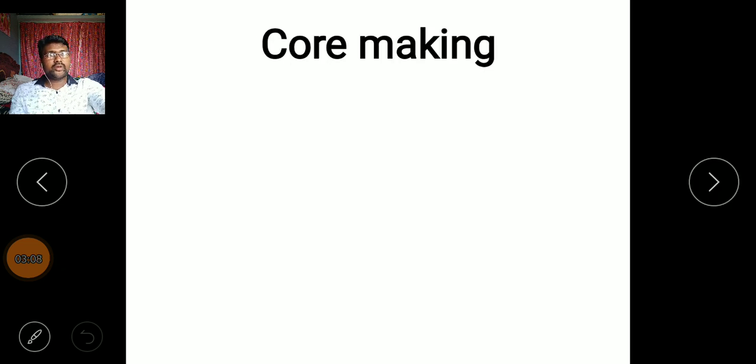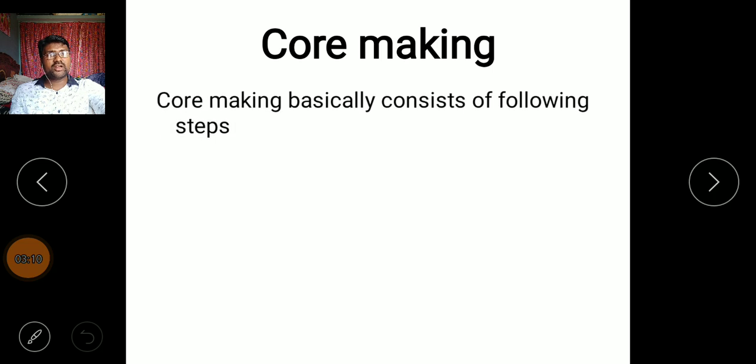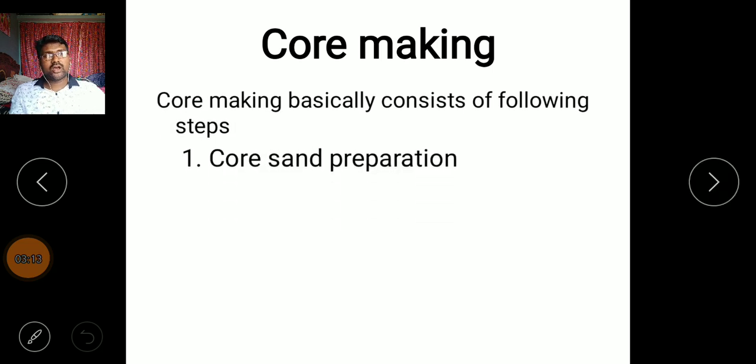Next, core making. In core making, there are different steps involved. First, we have to prepare the core sand. Before making the core, we have to select the core material, like the type of sand if you take sand, and the moisture content in the core. All these parameters we have to consider before the preparation of the core. Next, core making. We have to convert the raw material into the required shape by using the core boxes, which is known as core making.